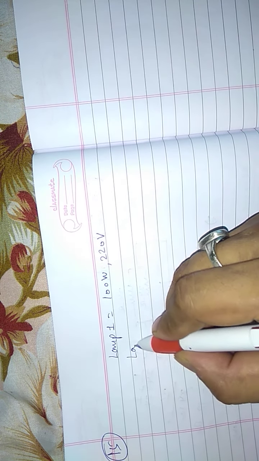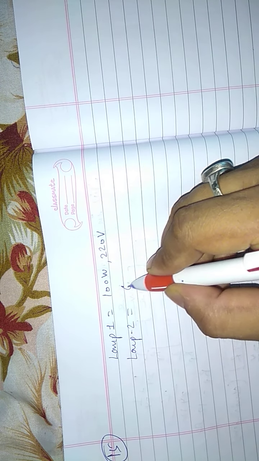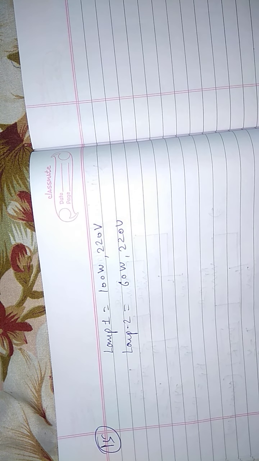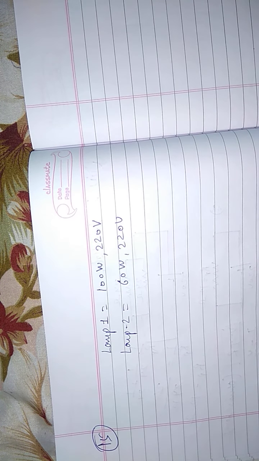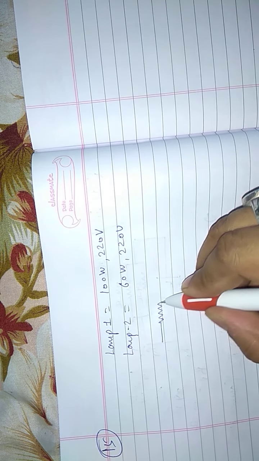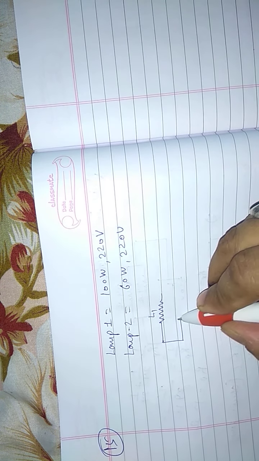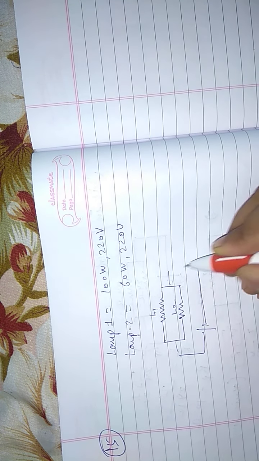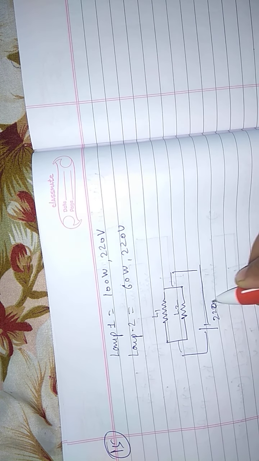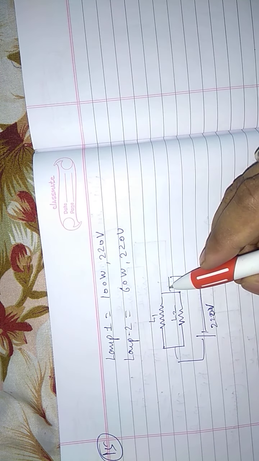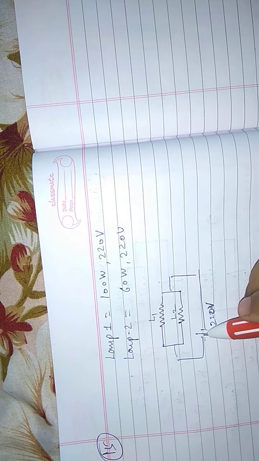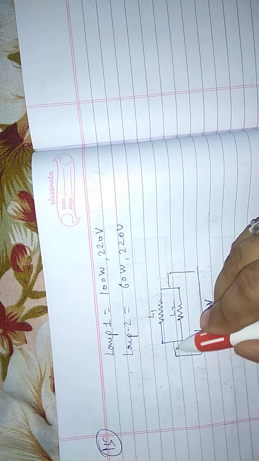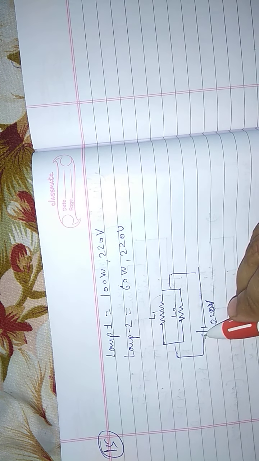Okay, now lamp 2, it is 60 watt and 220 volt, and they are connected in parallel to the electrical mains supply. Let this be lamp 1 and this be lamp 2. They are connected in parallel, with a 220 volt power supply. So what is the current drawn from the line? It means what is the value of current these two lamps will draw from this line.